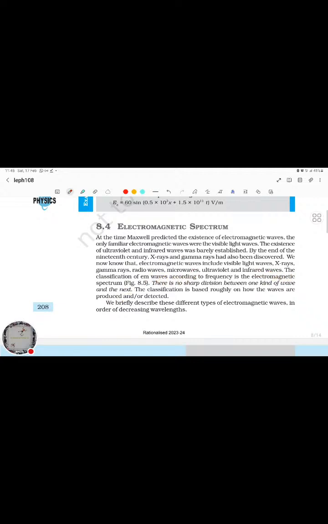A classification of electromagnetic waves according to the frequency is the electromagnetic spectrum. So what is the electromagnetic spectrum? Classification of electromagnetic waves according to the frequency. There is no sharp division between one kind of wave and the next. The classification is based roughly on how the waves are produced and detected.